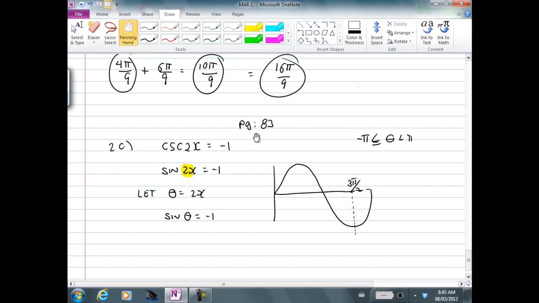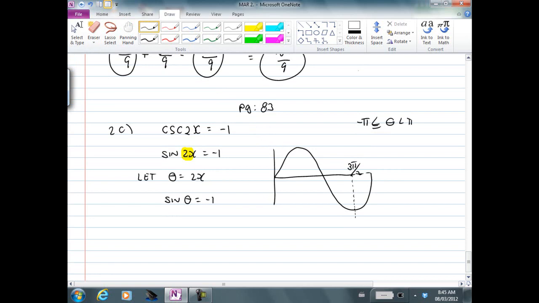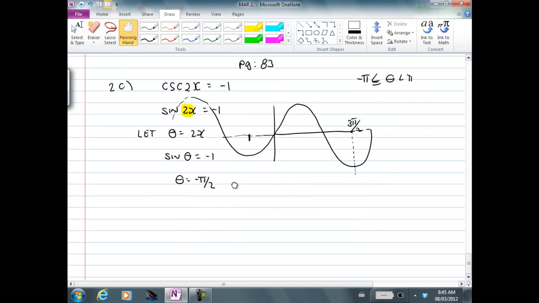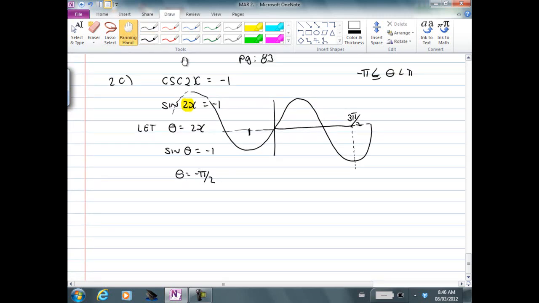So, to do this, what we're going to do is imagine what it looks like backwards. So where's it equal to right here also? So what is this point right there? -pi/2. So this one, theta, equals -pi/2. But that's theta. I'm not looking for theta, I'm looking for x. So now we just sub it in. 2x equals -pi/2. x equals -pi/4. That's my first true solution.